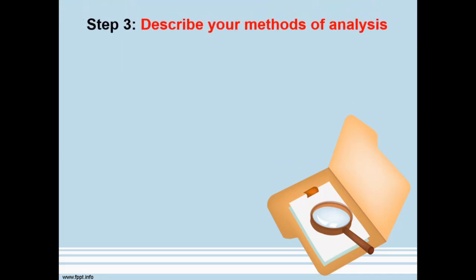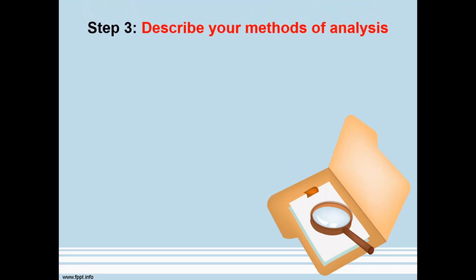The next step to writing a good research methodology is to describe your method of analysis. Here you indicate how you processed and analyzed the data. Thus, avoid going into too much detail. Therefore, you should not start presenting or discussing any of your results at this stage.